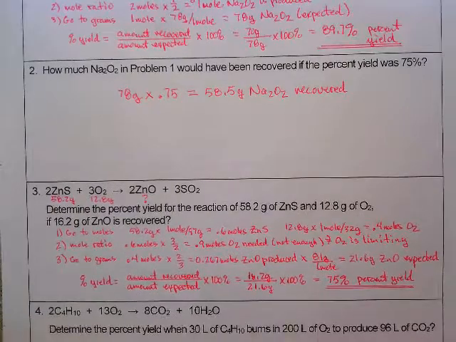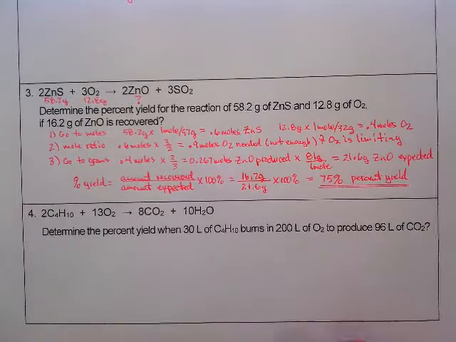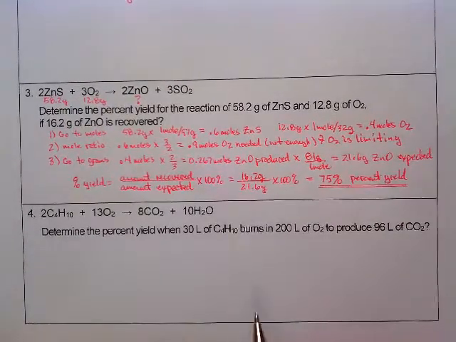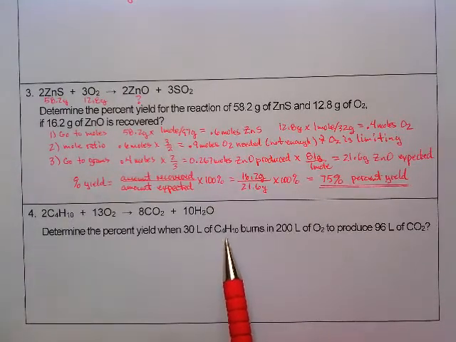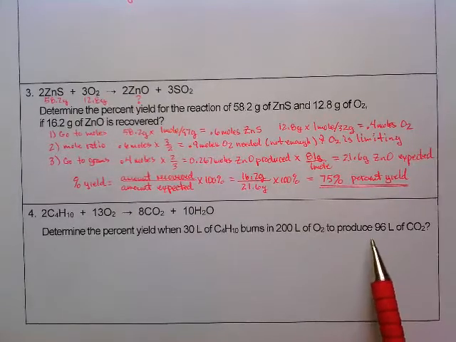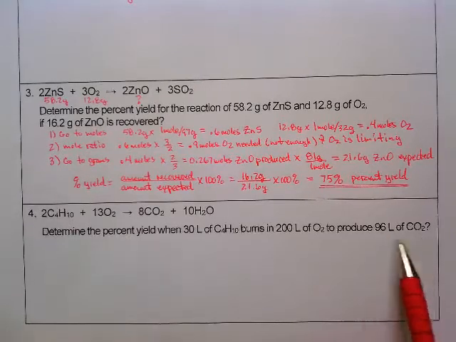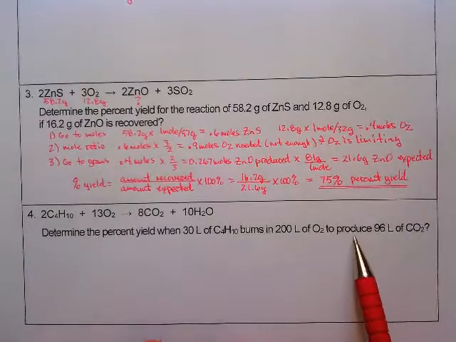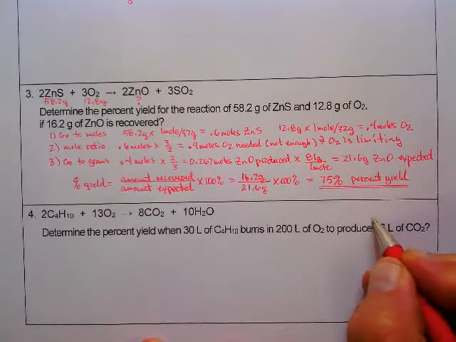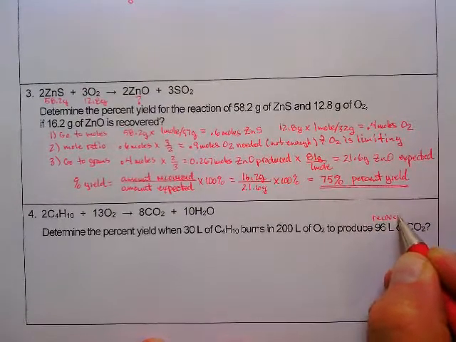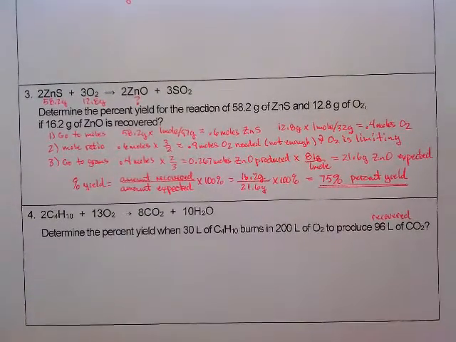All right. One last example, and this one's a little different because note that these are all gases. I have 30 liters of the C4H10. I have 200 liters of the O2. I want to produce 96 liters of the CO2, or that's what I actually ended up with. So, you know, you might think, well, wait, is it already done? No, this is the actual recovered part. Just doesn't use the word recovered. That's what was recovered. We need to find out how much was expected.